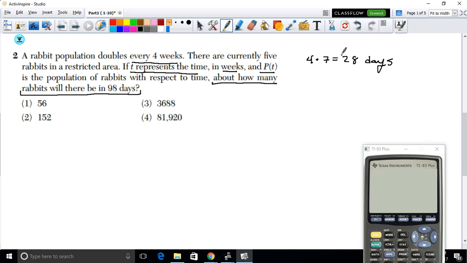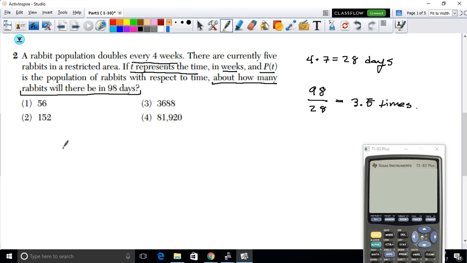But now, let's see, when does the rabbit double? We know that the rabbit doubles every 4 weeks, which we know is 28 days. So every 28 days, the rabbit population will double. And we're looking at 98 days in total. So let's see how many times my rabbits are going to double. We have 98 days, and we know that it doubles every 28 days because it doubles every 4 weeks, and 4 weeks is 28 days. So that means that in 98 days, our rabbits will double 3.5 times.